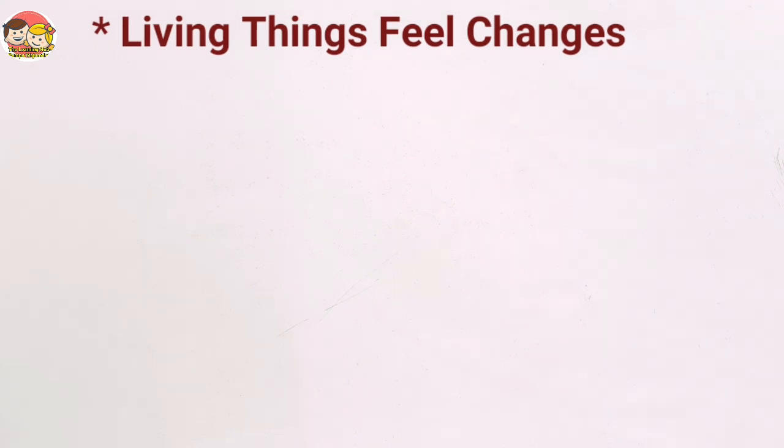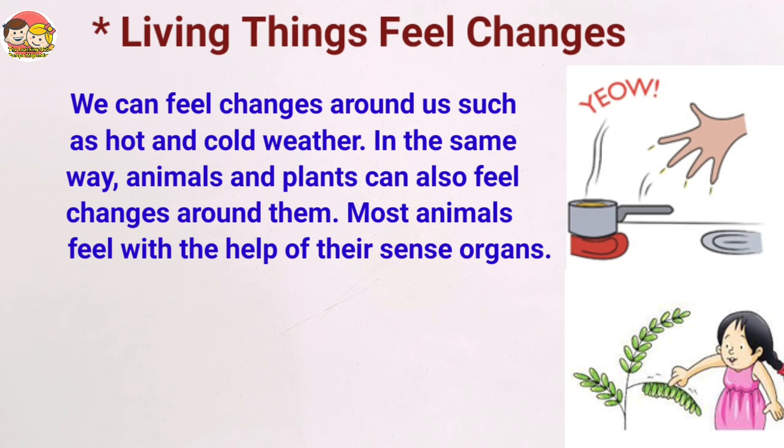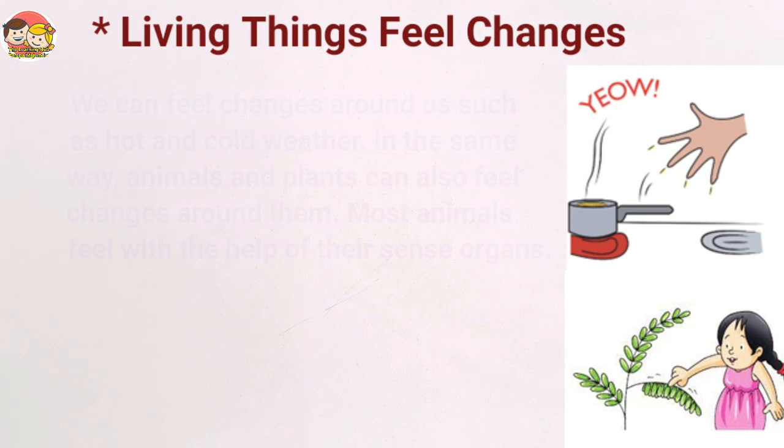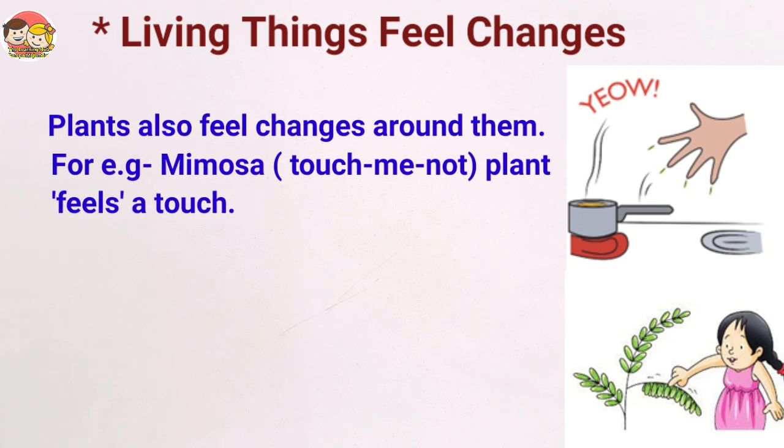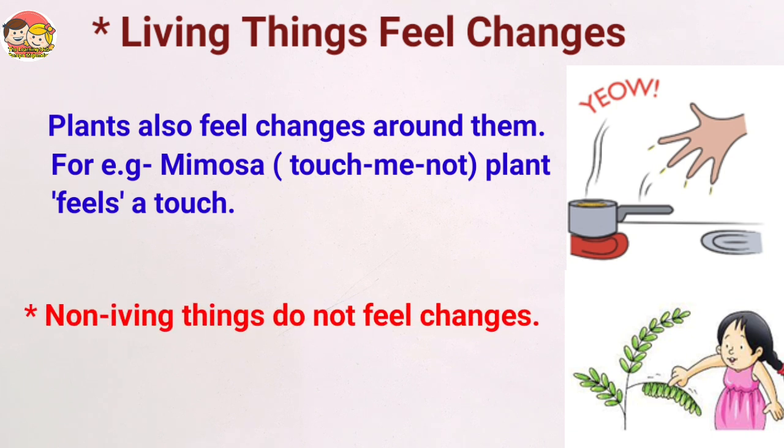Living things feel changes. We can feel changes around us, such as hot and cold weather. In the same way, animals and plants can also feel changes around them. Most animals feel with the help of their sense organs. Plants also feel changes around them. For example, mimosa or touch-me-not plant feels a touch. Plants can also feel light and grow towards it, whereas non-living things do not feel changes.